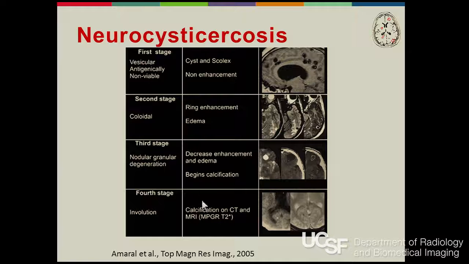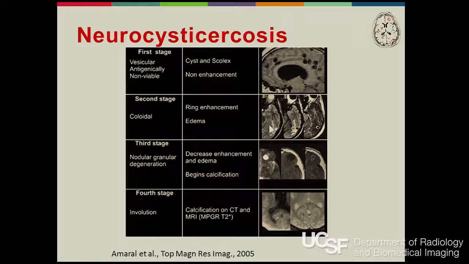A quick reminder, this is a nice image from an excellent review on parasitic infections of the stages. I won't go through this in detail, but remember you start with a vesicular stage without much inflammation. This larva is still alive, and you're basically following CSF in the cystic component. And the colloidal stage is the stage that we see in our case presented, where that larva is starting to break down and die. We're getting a lot of reactive inflammation around the cyst.